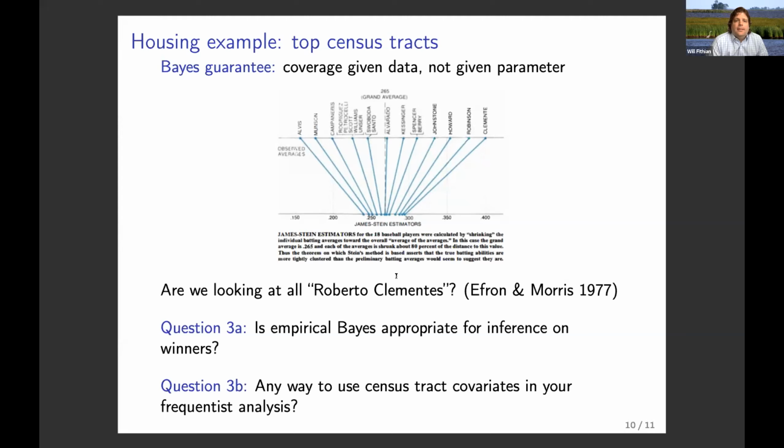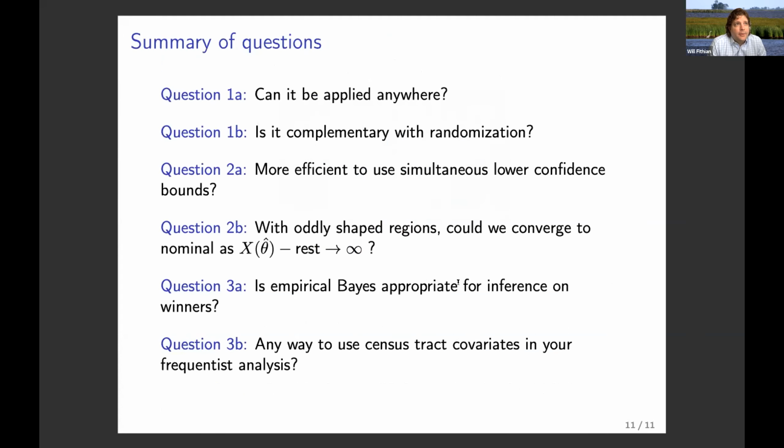And if that's the case, then one question is, is empirical Bayes doing what it's advertised, but we just don't like it? Is it possible that there's something about empirical Bayes that's not answering quite the right question for inference on winners? I don't know the answer to that question, but I'm curious what you all think of it. And finally, in this census analysis, they're getting a lot of mileage out of using the census tract covariates. So I wonder if there's any way to bring those into the frequentist analysis. Here I just have the questions up on this slide, and I'll mute myself and look forward to hearing the response.